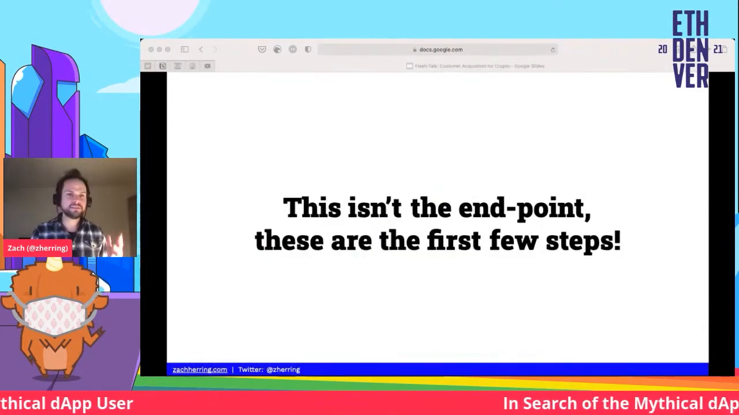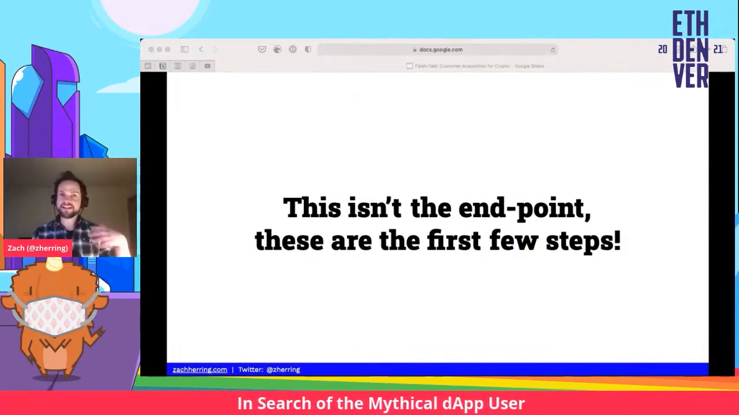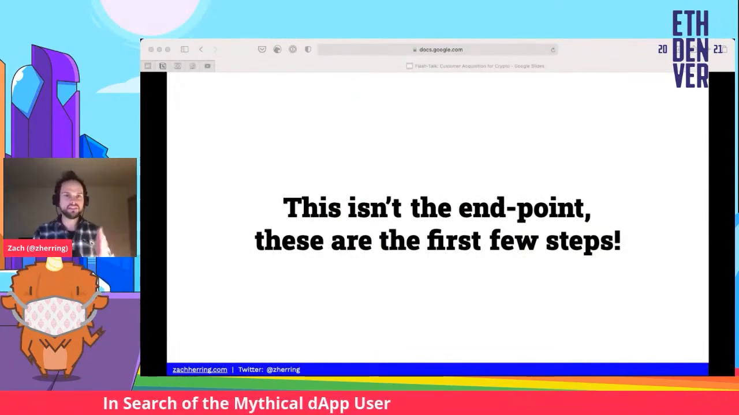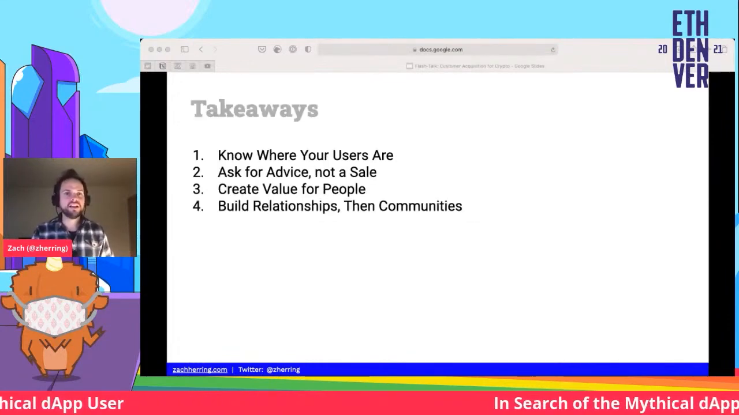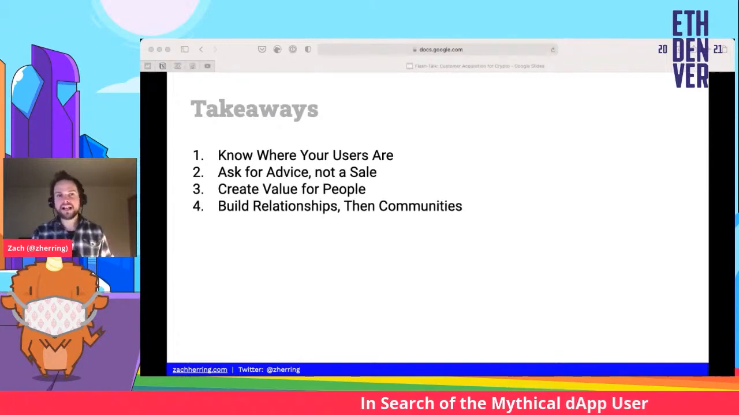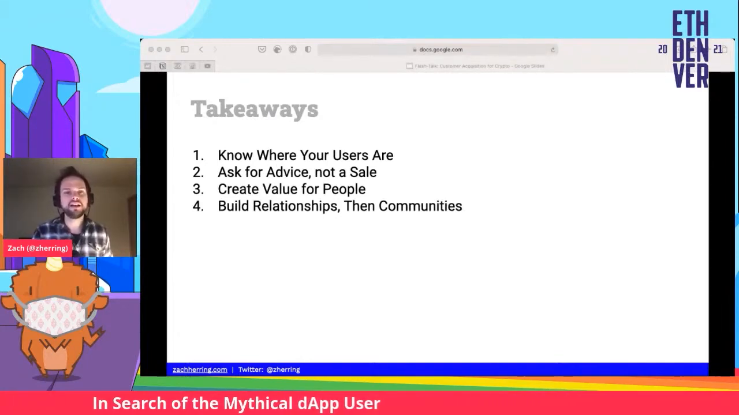This is also linked. I'm just going to rip through this. This isn't the endpoint. These are the first steps. Like I said, 0 to 1, 1 to 10. This is where we start thinking in those terms. And then finally, takeaways. Know where your users are, ask for advice on how to scale, create value for people, and then build relationships and then communities.